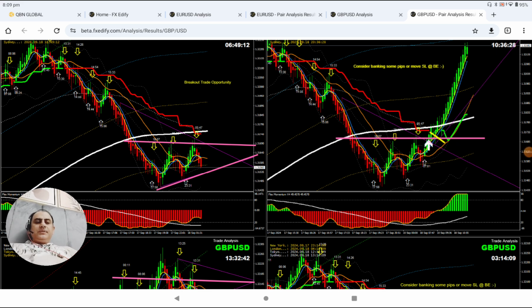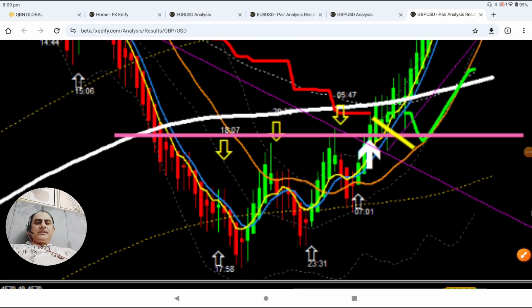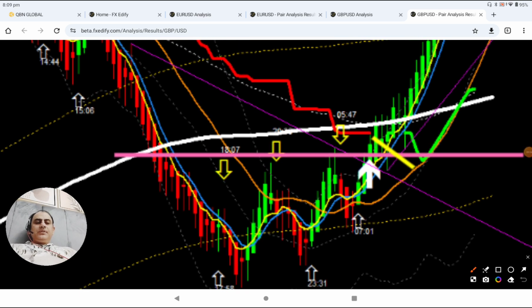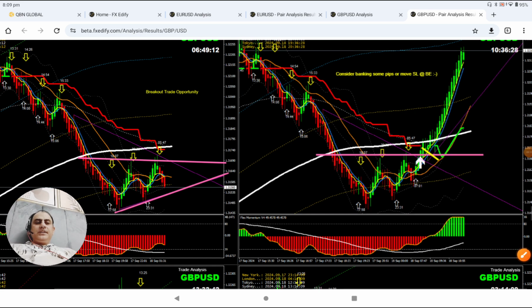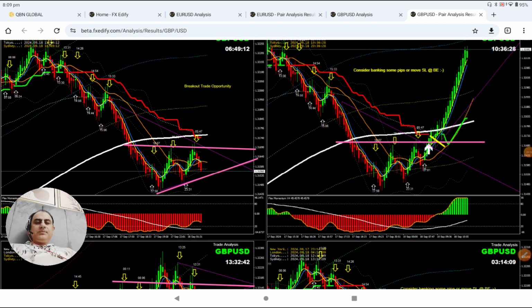You can see here the price nicely broken based on the 4 hour. You can see here the price broken and gave us the retest confirmation. That was a high probability long trade here. A beautiful long trade, the price nicely hit the profit target.